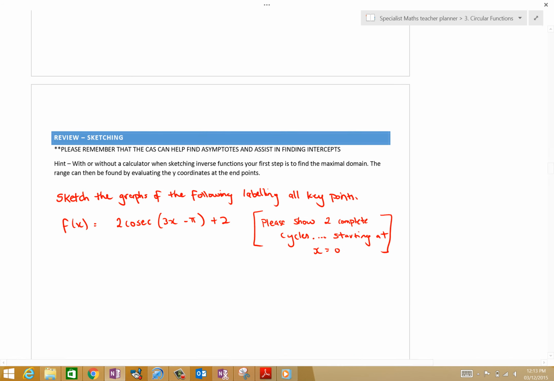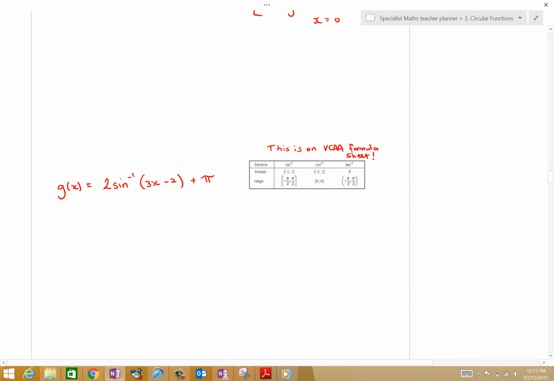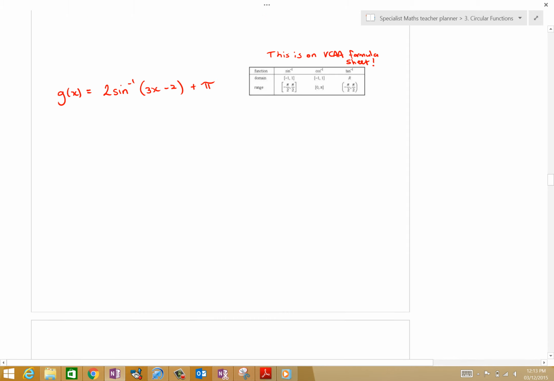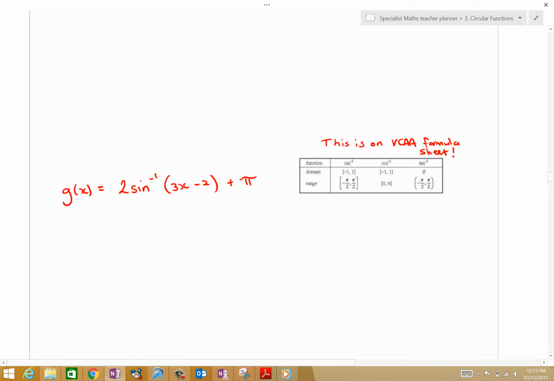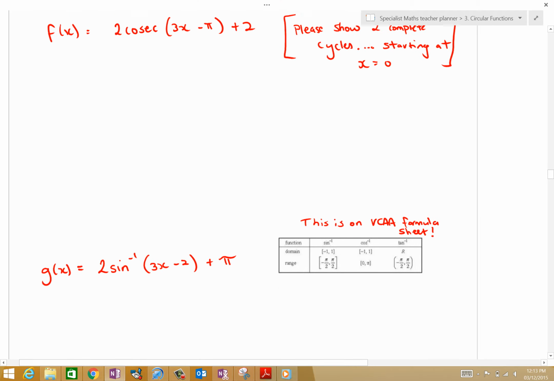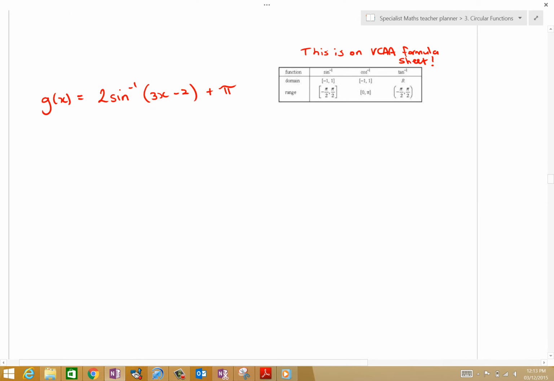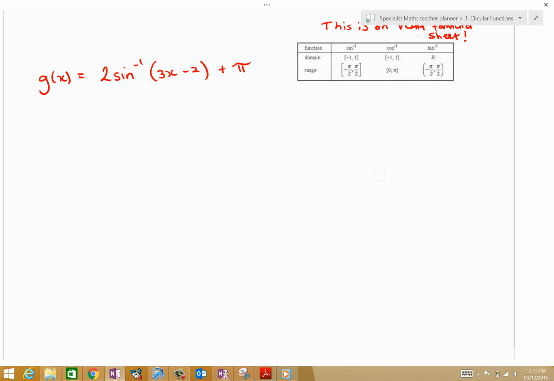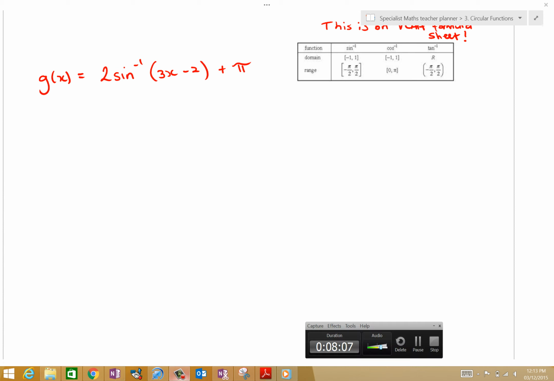And, okay, well, that's a cosec graph. I don't want you to sketch that. Let's have a go at this one, ladies and gentlemen. By the way, this is on the formula sheet. Sketch the graphs of this. So this is what the formula sheet will give you. Have a go at this. I'll pause it and I'll go through with you to make sure. So test yourself now. See if you can do this one.